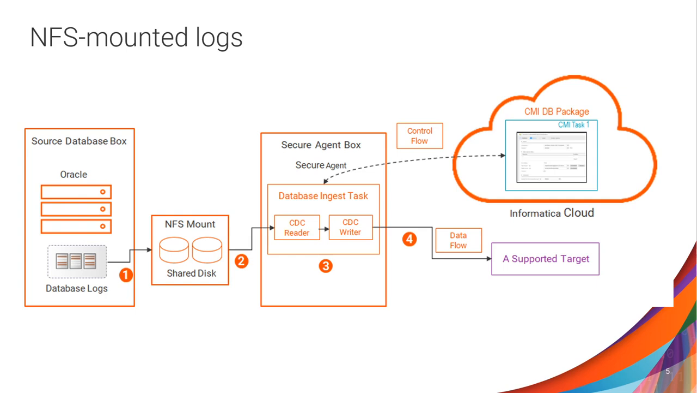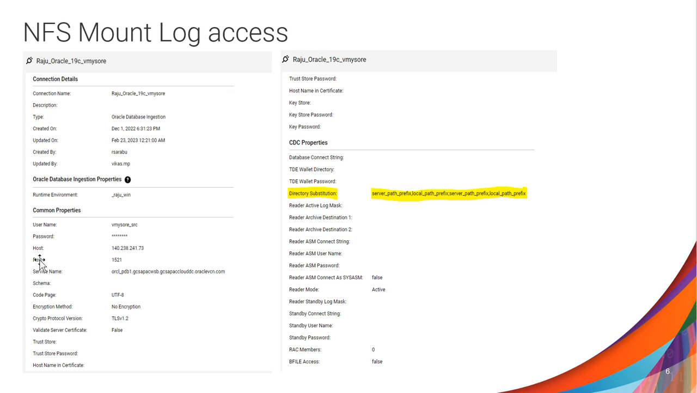Next, let's understand how the connection creation plays a role here. The additional changes to the previous one, if we have an NFS directory, are as shown in this screenshot. If the NFS log mount path is different compared to the actual archive log file path, then we edit the directory substitution parameter, where we give server path prefix comma local path prefix. If there are multiple, then we separate them using a semicolon. The server path prefix is the original value on the server, and the local path prefix is the one on the NFS mount.